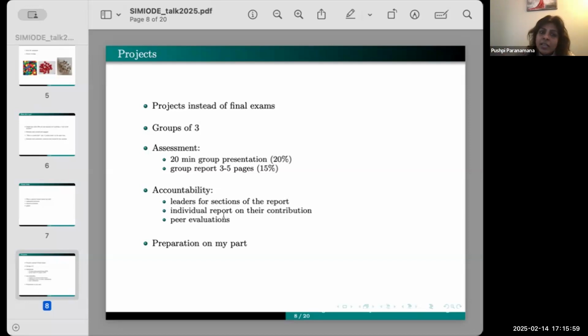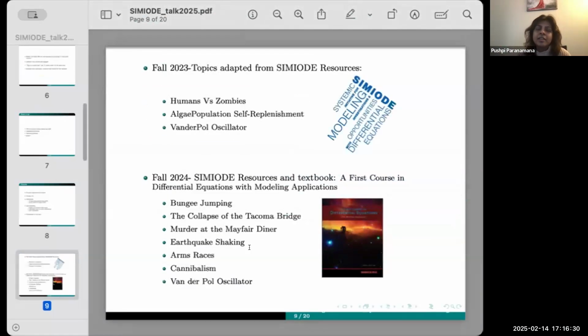So I want to talk a little bit about preparation on my part. When you do this, it's not like writing an exam sometimes. Especially the first time, you have to actually sit down and figure out what projects you want to assign, what's the difficulty level you want to assign. Is it too difficult? Things should not be too challenging and not too easy, and all the groups should have a similar difficulty level.